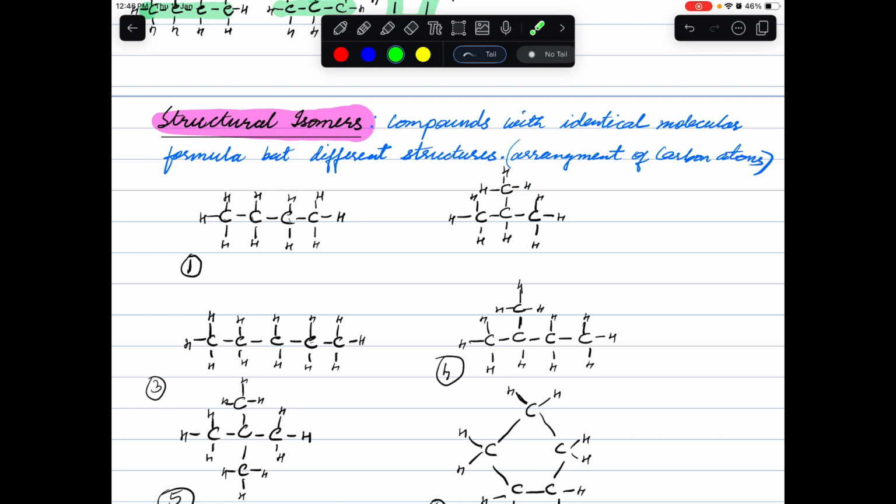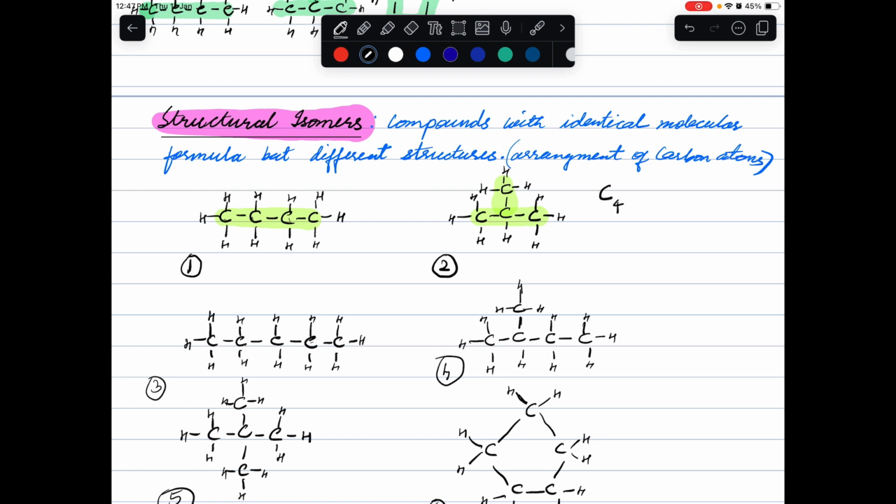Now have a look at the first two examples. It will be clear from these what structural isomers are. In the first example, carbon atoms are arranged end to end in a straight line. 4 carbons are arranged. And in the second case, 3 carbons are arranged end to end to give a straight line, and 1 carbon is present in the form of a branch. But in both structures, we have 4 carbon atoms.